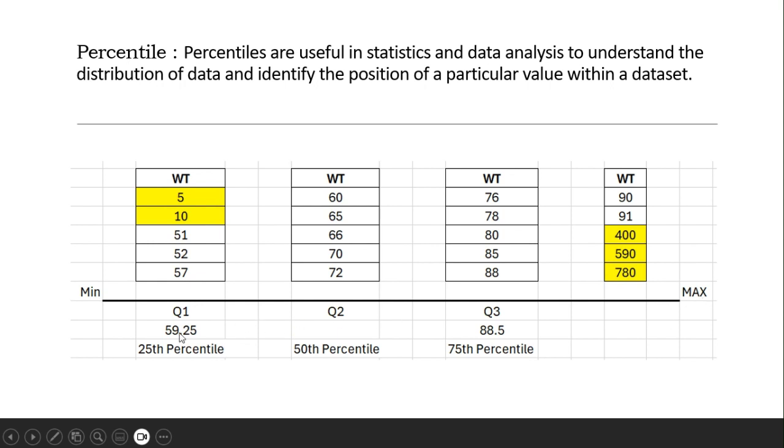If you pay attention, this 59.25, which happens to be my 25th percentile value, means that the observations in this category are less than the value of 59.25. So this is what it means. Secondly, if I pay attention here, what does this Q3 mean? If I have the 75th percentile value of Q3 as 88.5, it means that 75% of the sample in my data set have values which are less than 88.5.